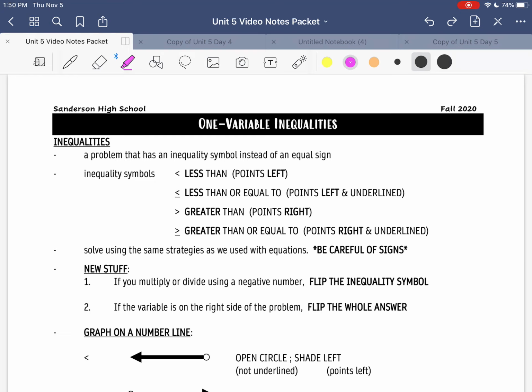There are 4 different symbols we're going to use for inequalities. The first one is the less than symbol. So I'm going to highlight the parts that, if you are copying on paper, I would really suggest writing down. You maybe don't need all the words, so I'll give you the important parts.